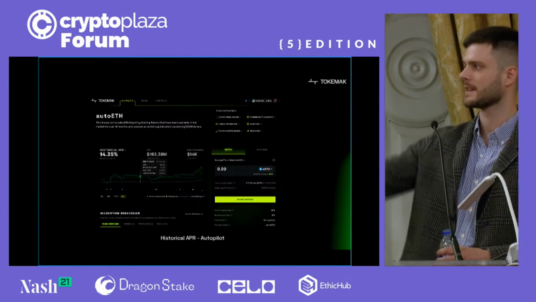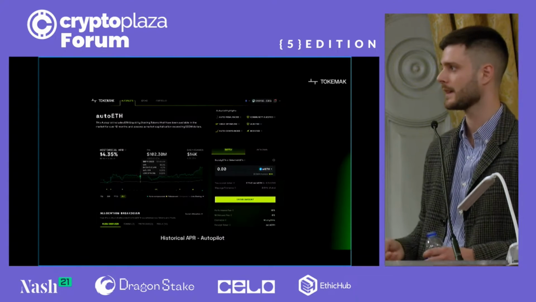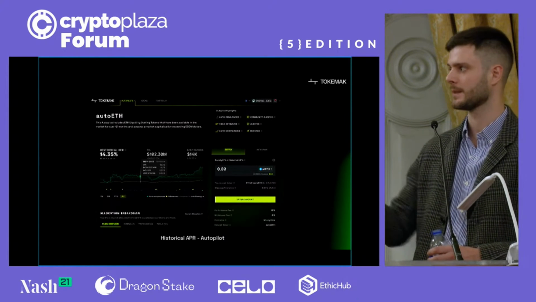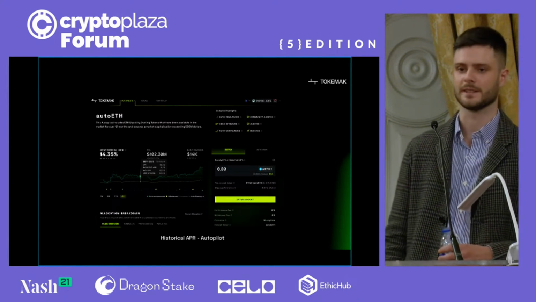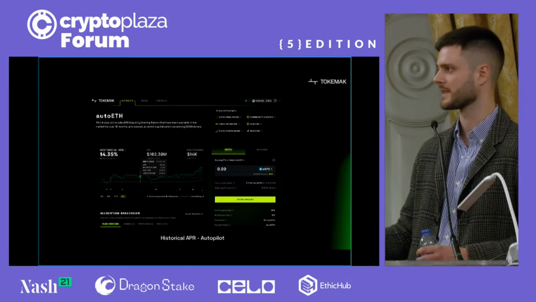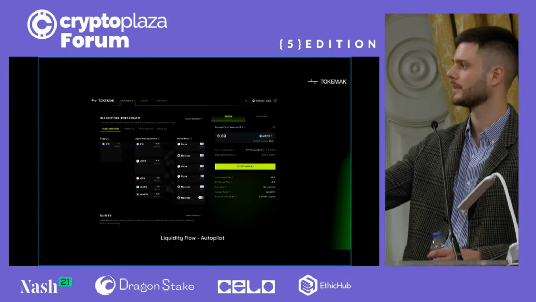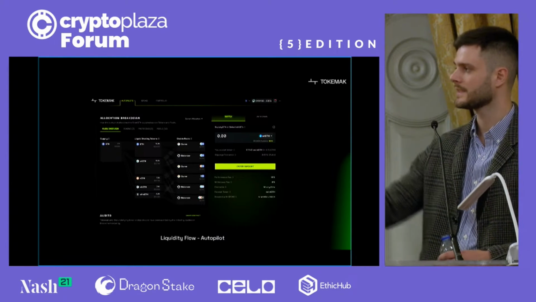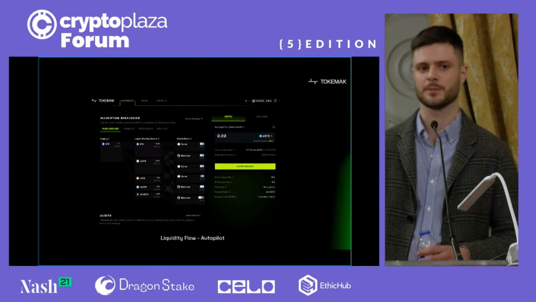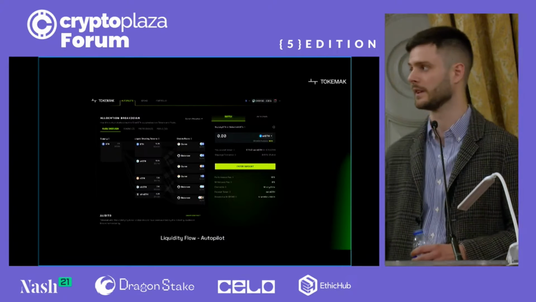Okay, so this is just an example of one of the many LMPs. Once you enter an LMP, you can see a lot of its stats like historical performance, etc. But the part that I want people to focus on, it's this one. So this is really what an LMP looks like visually.